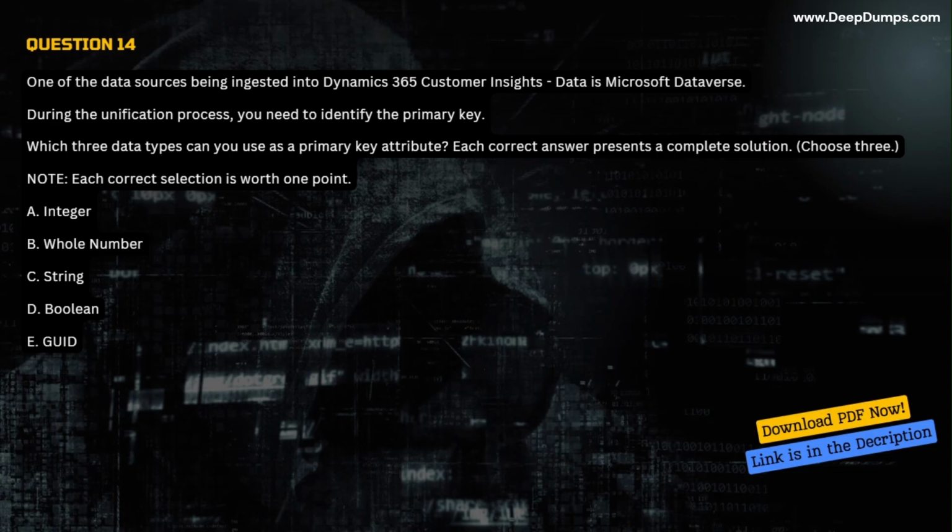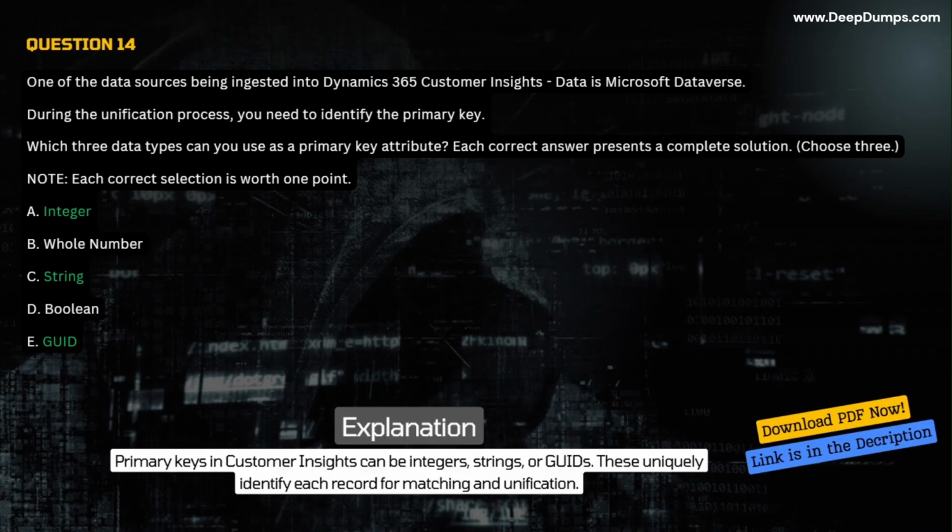A. Integer. B. Whole number. C. String. D. Boolean. E. GUID. Correct answer A, C and E. Integer. String. GUID. Explanation. Primary keys in customer insights can be integers, strings, or GUIDs. These uniquely identify each record for matching and unification.